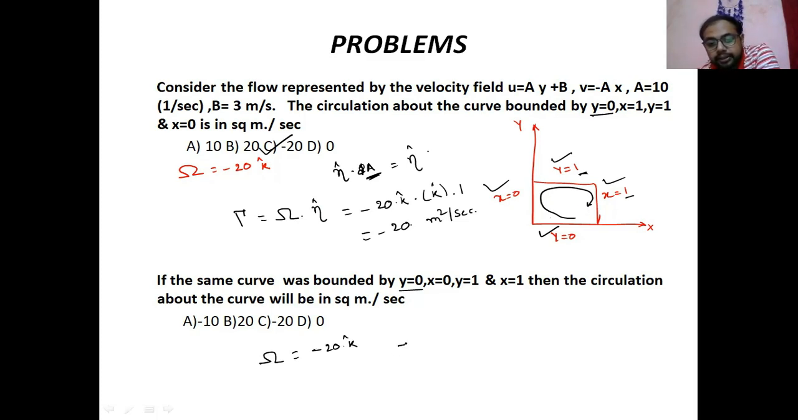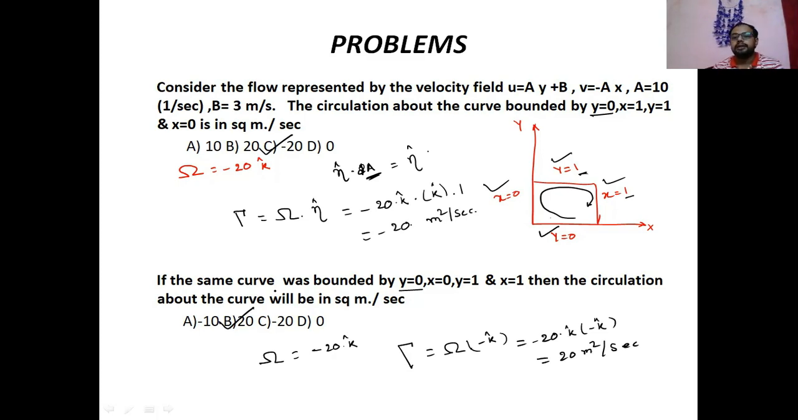So here the circulation will come from the vorticity vector into the area. Vorticity vector into minus k, because of the negative z axis. If you do clockwise rotation, if you put it in this way, it is the negative z axis. So minus k: minus 20k into minus k. So it will give you 20 meter square per second. That is the difference here.